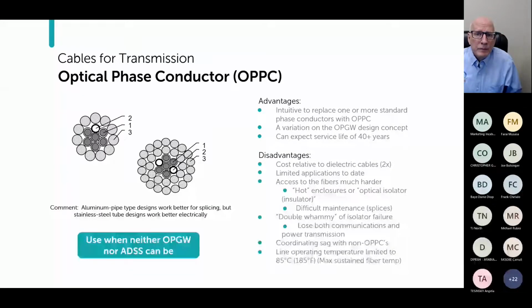Next up, some of you have heard about this. Maybe this is new to some people, but optical phase conductor is an option in the transmission world. Again, you've got this concept that it's intuitive that you could replace a phase conductor with a cable that has fiber in it somehow. For the moment, we're just focusing on the concept. When you do that, that's really a variation of the OPGW design concept. And so you get a lot of the advantages of OPGW, especially the service life. So you could expect 40 plus years or more.